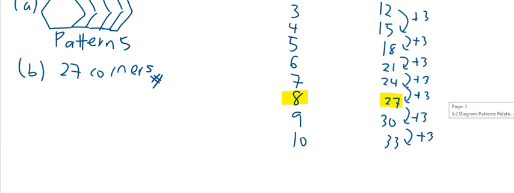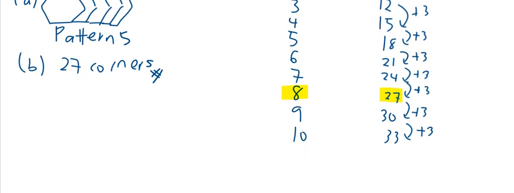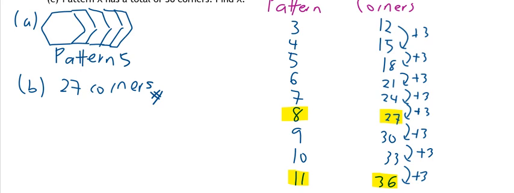Let's check back: how many corners are there? 36. So you add another 3 to become 36. So this is pattern number 11. So there you have it. To answer your question, which pattern has 36 corners? You have pattern 11. I hope it helps you to understand the questions. Don't forget to stick this in pages 49 and 50 in your notebook. Thank you very much and see you again.